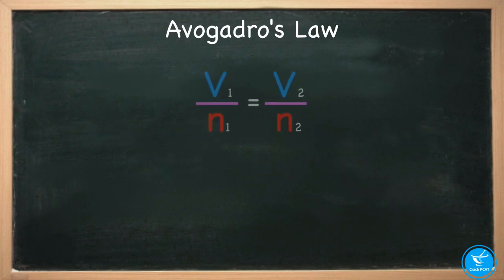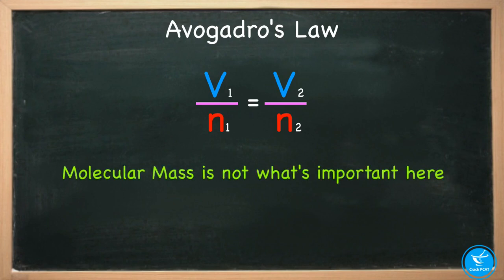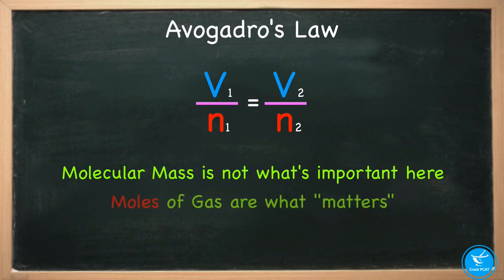The formula is written as initial volume over initial mole amount equals the final volume over the final mole amount. By this formula, Avogadro's law tells us that it is not the molecular size or mass that's important here, but what is important is the moles of gas, or the number of molecules that actually determine the gas volume.